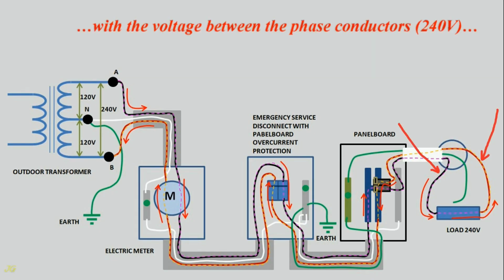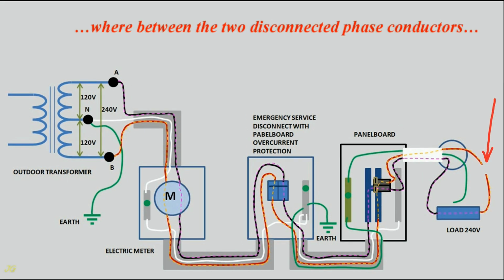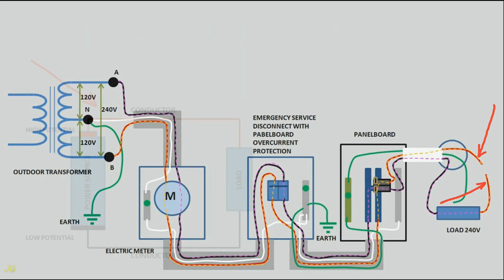Unlike in the circuit with the voltage between the phase conductors, 240 volts, where between the two disconnected phase conductors from either end of the transformer there will always be a voltage of one or the other phase with respect to ground.